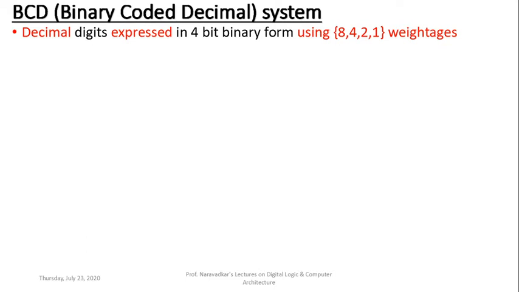Hello, in this lecture we will see BCD code, XS3 code and the Gray code. So let us start here first of all with the BCD code. Binary coded decimal is BCD. It is basically decimal digits expressed in 4-bit binary form using 8421 weightages. Decimals from 0 to 9 will be expressed in 4-bit binary form here as per the weightages.